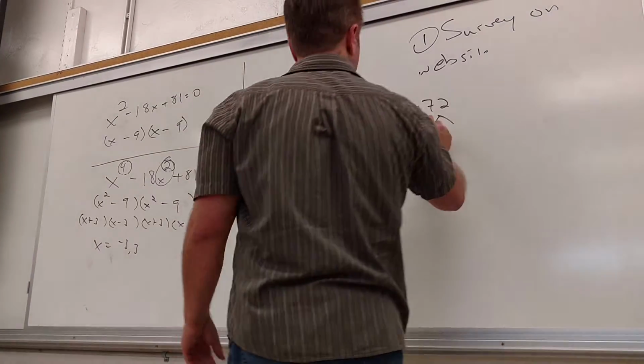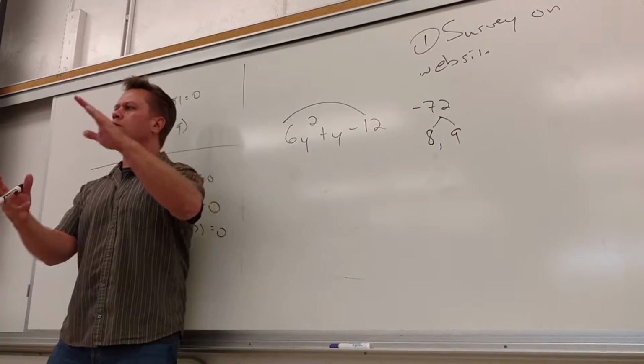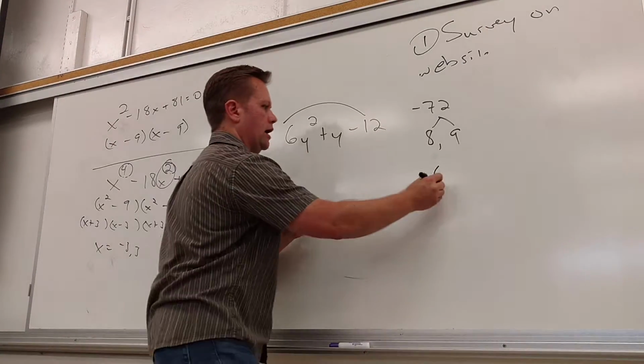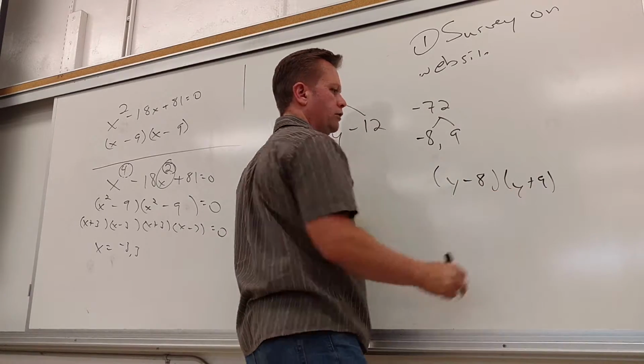Which one's going to be positive? 9's positive. The big one's positive. I like it. And what do you do after this step? All right, so the 8's negative. So y minus 8, y plus 9. Yay! Why do I know that's not right?